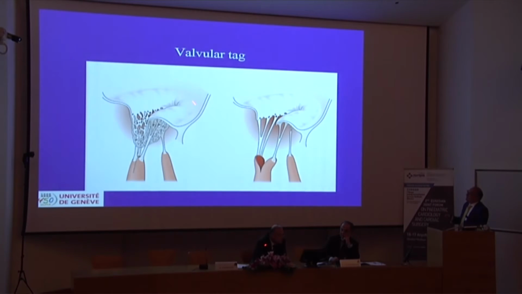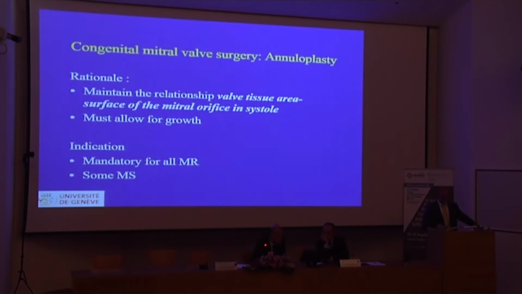In case of valvular tap, as you see here, you have to remove it and then split the papillary muscle in order to increase the mobility, as you see here. And this one is also a predominant mitral stenosis, the presence of valvular tap tissue.